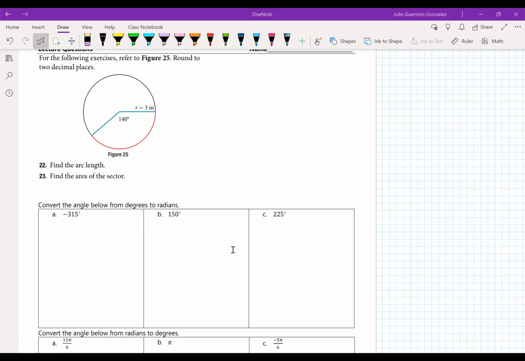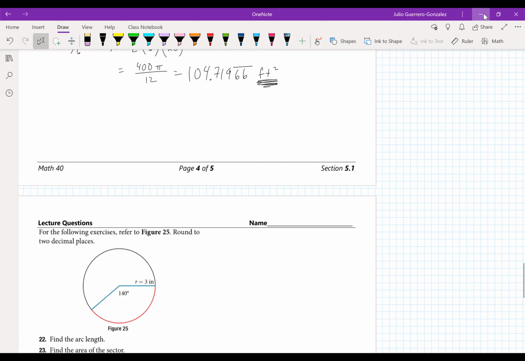How are people doing? On the arc length? I'm still in the first step. Two thirds pi. So would we multiply when we get our radian, we multiply that by the radius? Find the arc length with the radius 10. Yeah, right. We multiply by the radius.